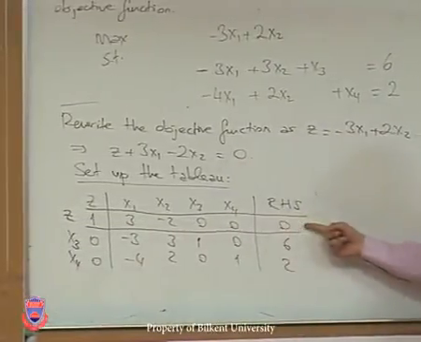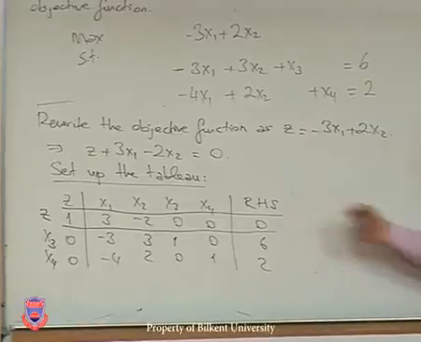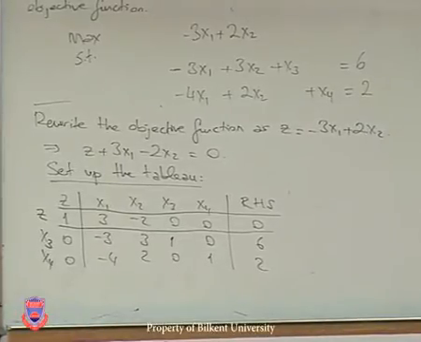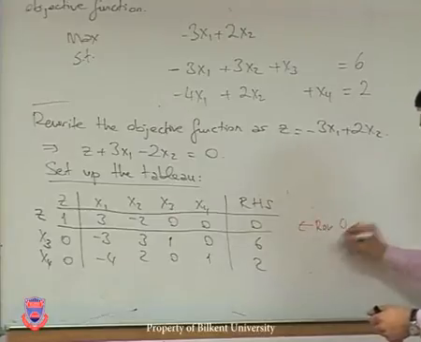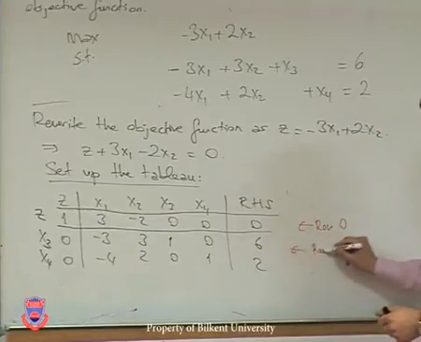So by the way, this is called row 0, row 1, and row 2. So row 0 corresponds to the objective function. Let me write that down. So I'm going to call it row 0 from now on. So this one is row 1 and row 2.